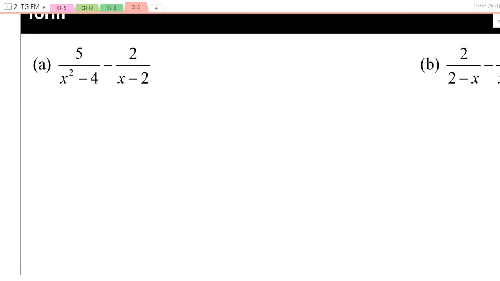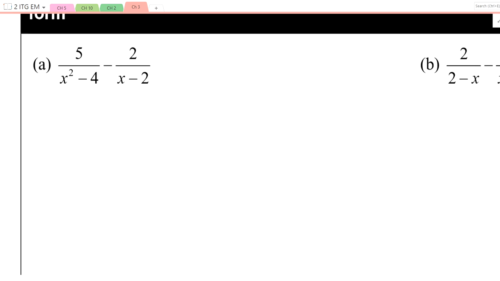How do you want to do this? The guiding principle is always the same. Make the denominator the same before you can add and subtract. What do you want the denominator to be in this case? X squared minus 4. But how do you convert the x minus 2 to become x squared minus 4? Times what?